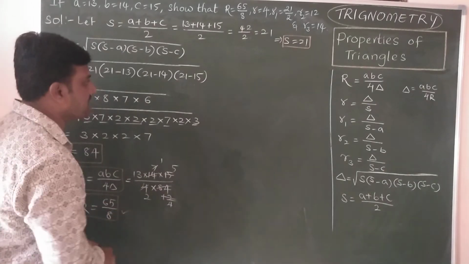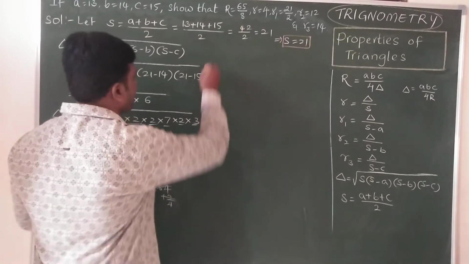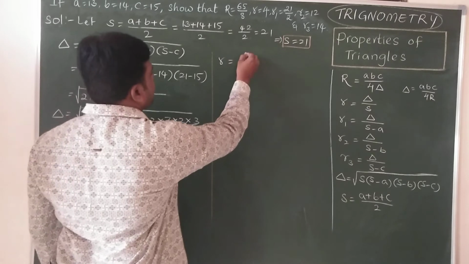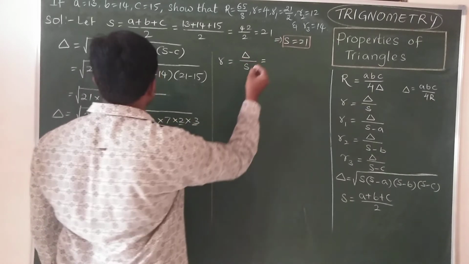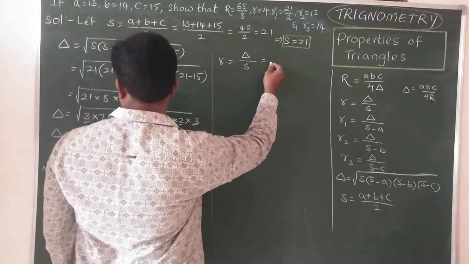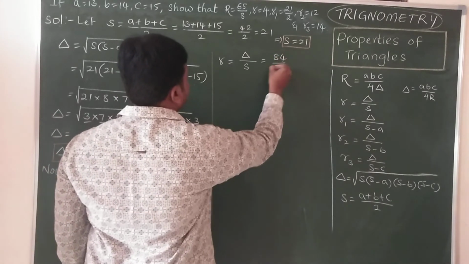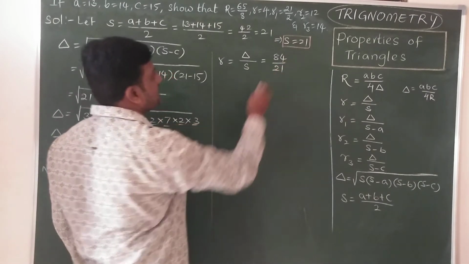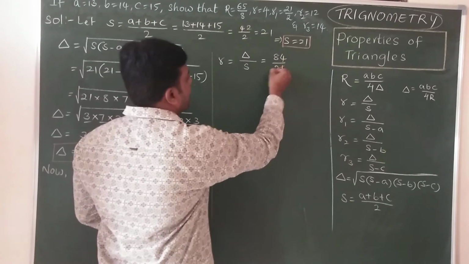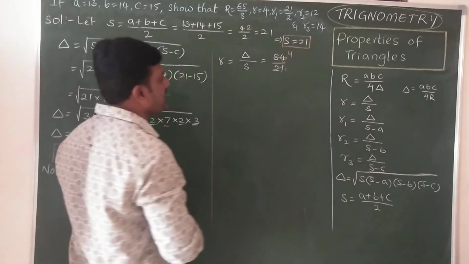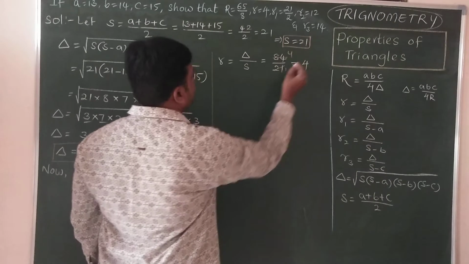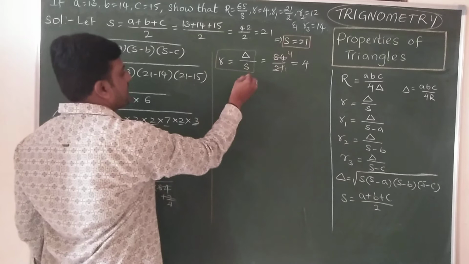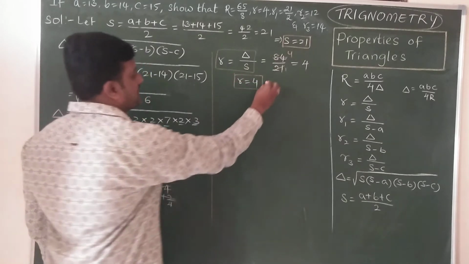Over. Next, small r equals what? Delta by s. Delta is nothing but 84, and s is 21. Let us cancel: 84 by 21, 21 ones are 21, 21 fours are 84. Then that equals 4. Then small r equals 4. We got one. r equals delta by s, then r equals 4 is one of the answers.